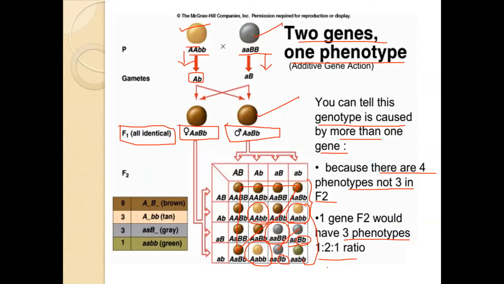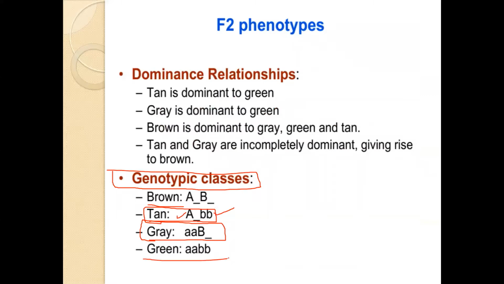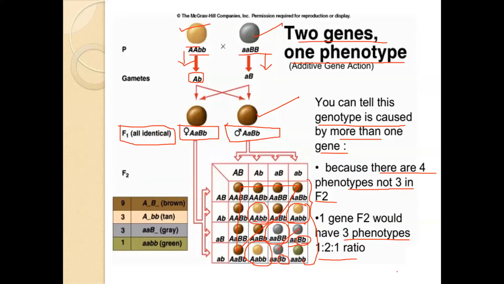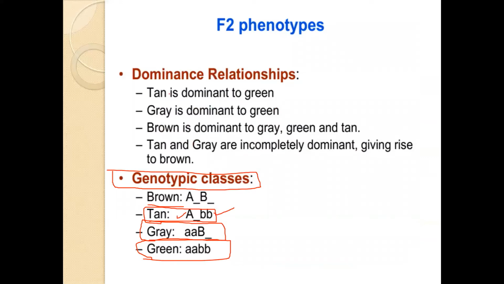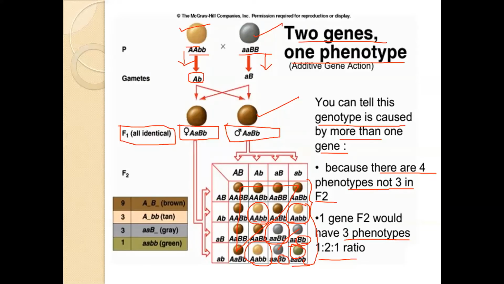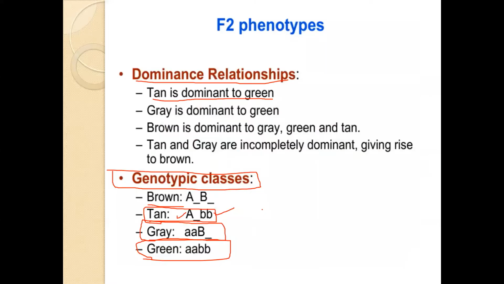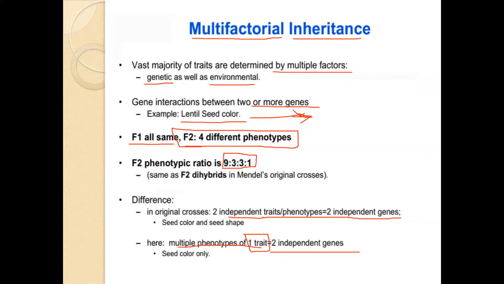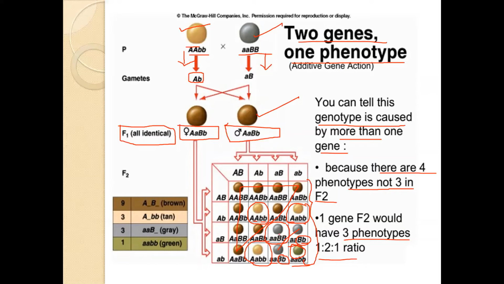In the case of green, both genes are in a recessive condition. So we get a typical dominant relationship from here. Tan is dominant to green, because tan has one dominant A. Gray is also dominant to green, because gray has B in dominant.